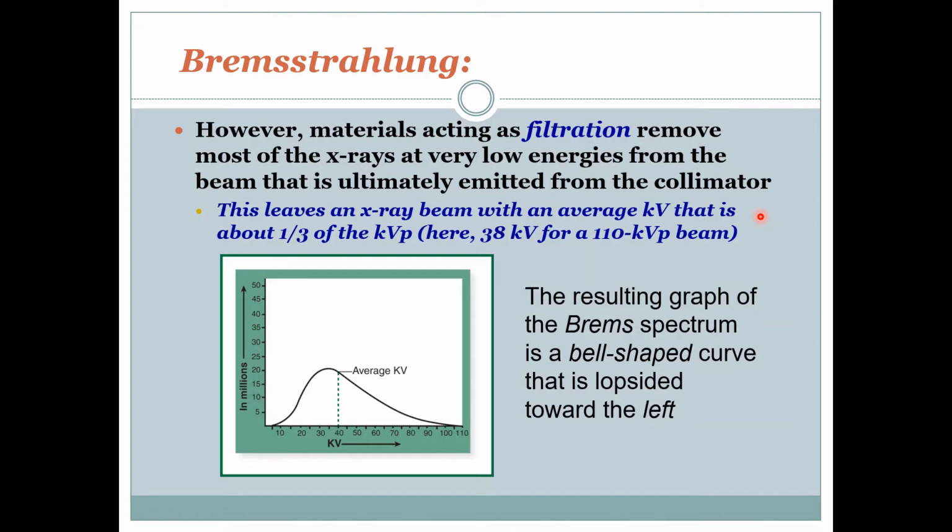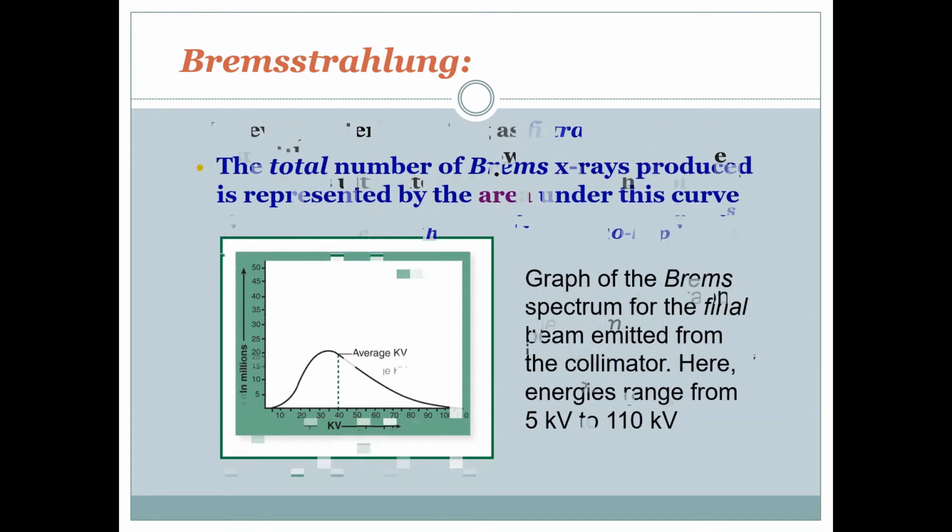So for example, 38 kV is the average energy for a 110 kV exposure. The resulting graph of Brem's spectrum creates a bell-shaped curve that is lopsided towards the left, towards the low energy portion of the graph. If we were to do more calculation, we could calculate the area underneath this bell curve, and that would represent the total number of Brem's X-rays produced.